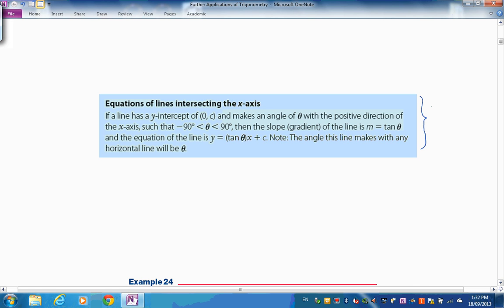If you have a line with a y-intercept of (0, c), making an angle of theta with the positive direction, that's on the right-hand side of the line, and we're going to talk about an angle from negative 90 to 90, an acute angle, then the slope or gradient of the line is the tangent of that angle. Or you could think of the line as not mx plus c, but tan theta x plus c, where the angle theta is the angle it makes with the positive direction of the x-axis. All right, an interesting result explicitly mentioned in the syllabus, in this new syllabus, First Examinations 2014.